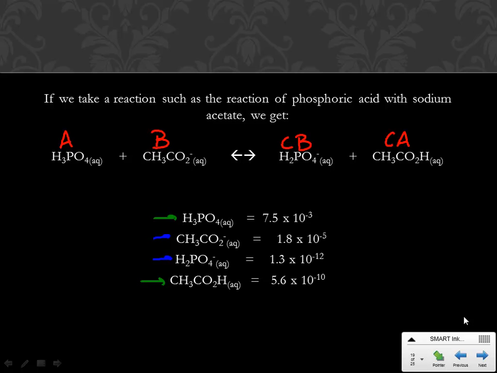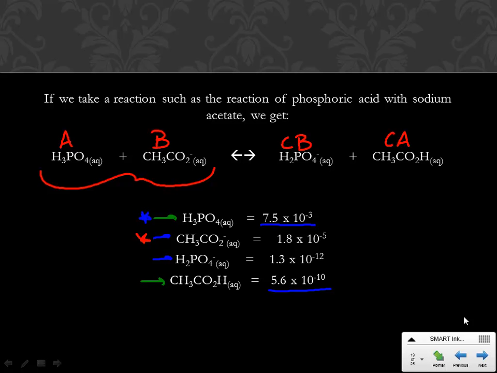I put those in blue. If we assess these, let's start with the acids. We have 7.5 times 10 to the minus 3rd, and 5.6 times 10 to the minus 10th. You can see pretty readily that this one has the bigger number. It's therefore the stronger acid. And if you look down at our bases, you can see pretty readily that this one has the bigger number, and it's therefore the stronger base, which makes this whole side a stronger side than the right-hand side.